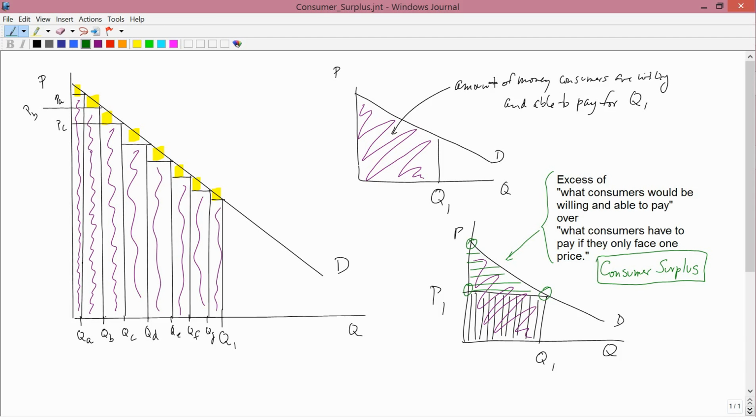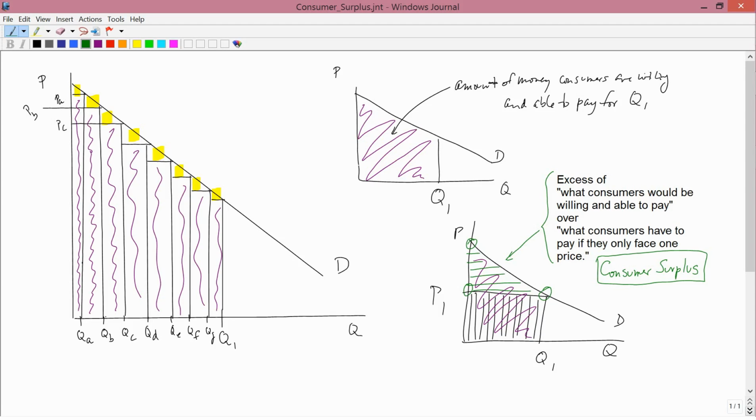So that's the definition of consumer surplus. The excess of what consumers would be willing and able to pay over what they have to pay if they only face one price. In all the market structures that we're going to be studying, both competition and monopoly, consumers only face one price. And therefore, with every transaction, there's a consumer surplus that they enjoy.